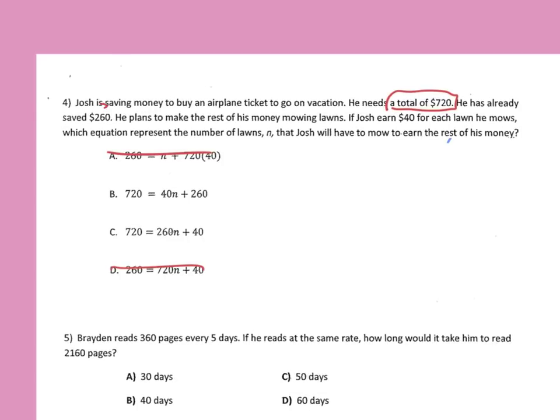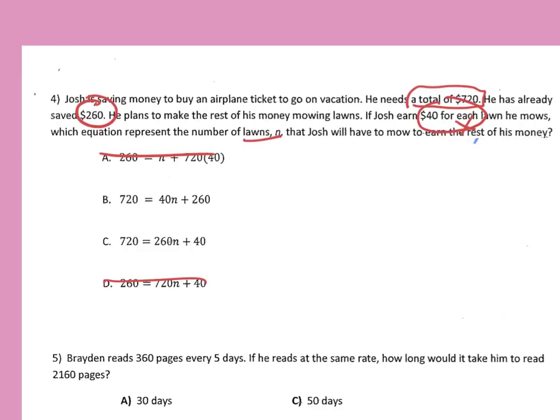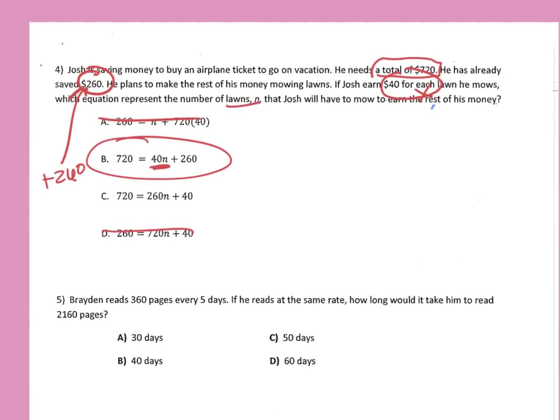He's already saved $260. He plans to make the rest of his money mowing lawns. If Josh earns $40 for each lawn he mows, which equation represents the number of lawns he'll have to mow to earn the rest of his money? B or C? What's the difference? Why is it B instead of C? Because C has 260 plus 260 plus 260. He already saved the 260. That's your extra. He's getting $40 for each lawn. So we want to say it's B.